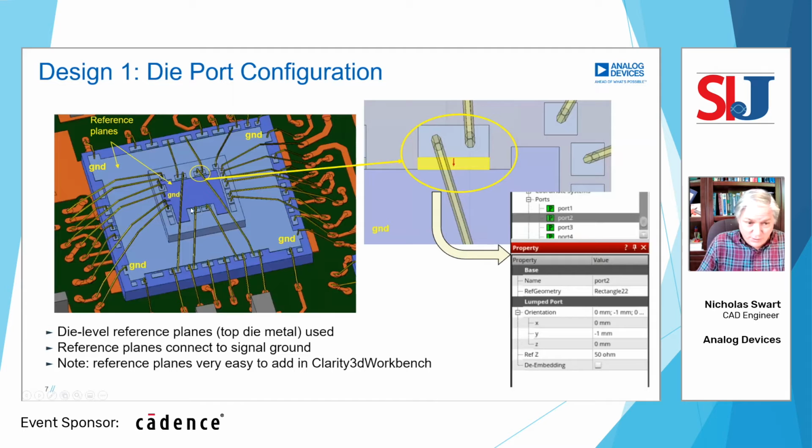Very, very quick process to draw in this die ideal ground. And then similarly on the die below, you can see another ground there. It's not highlighted in purple, but you can see it there, and it connects to the ground pads on that die as well. And that was used for the references for the ports on that lower die. Okay, so all of this is very easy to set up in Clarity 3D Workbench.